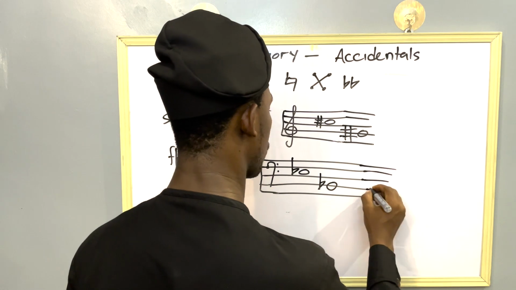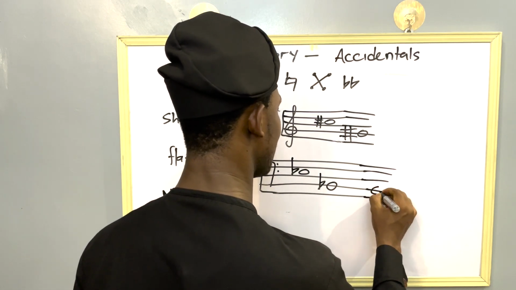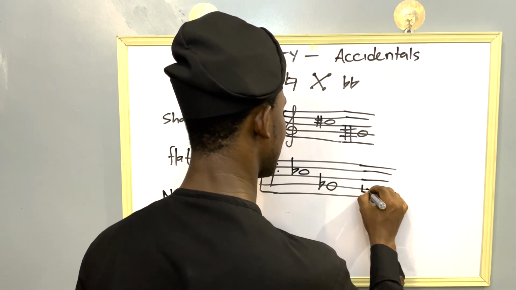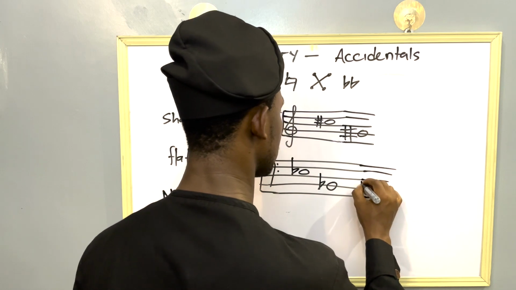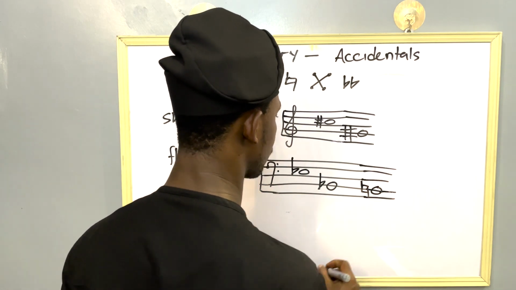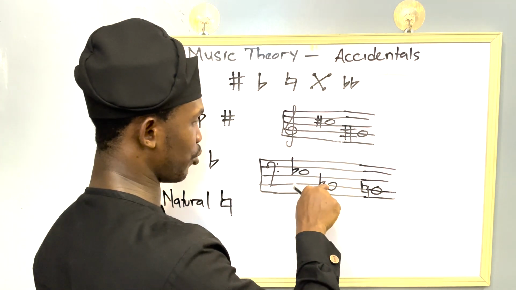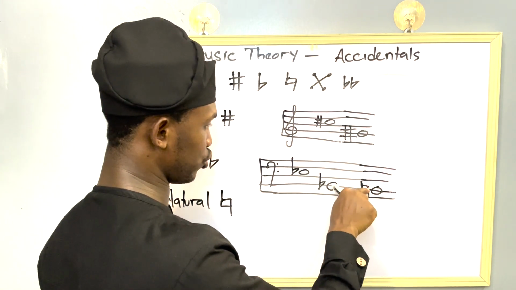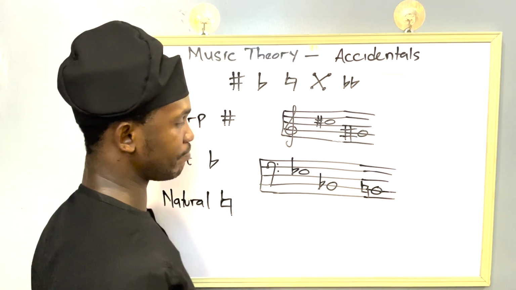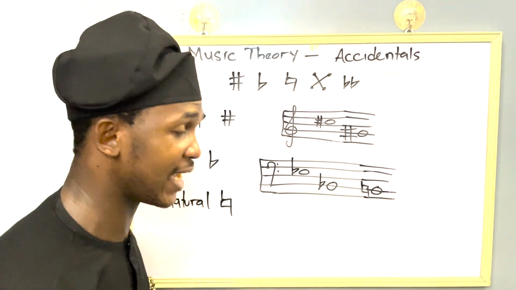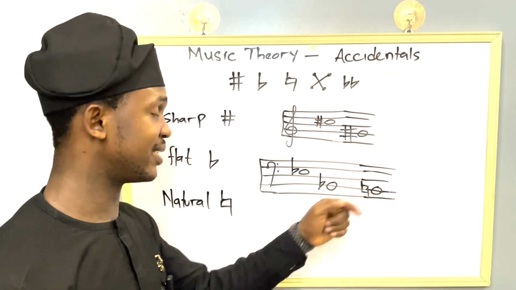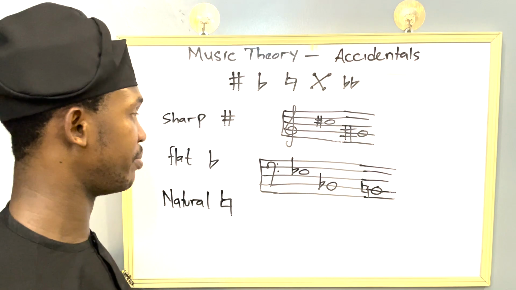Okay. So what you do is that when you write this B again, you now put a natural sign in front of it. Remember that the line has to pierce through the natural sign. And that is how you get back your B natural on the bass clef.